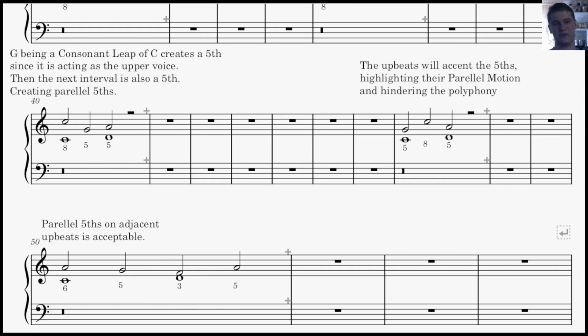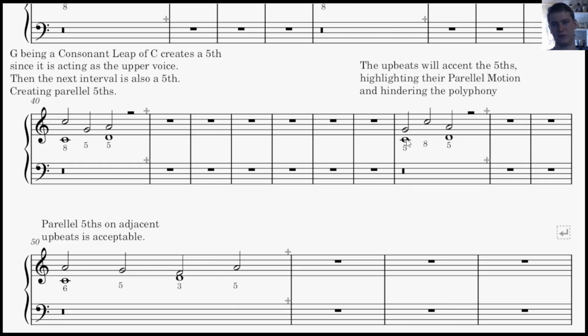In this instance, we have parallel fifths from an upbeat to a downbeat. This is not good because we have a fifth going in parallel motion to another fifth landing on a strong beat, otherwise known as the downbeat. Parallel fifths or octaves that form in adjacent downbeats also do not sound good when trying to create independence in your voices.